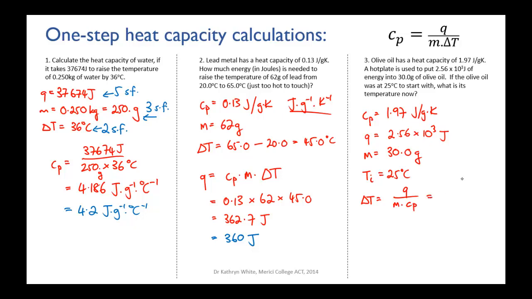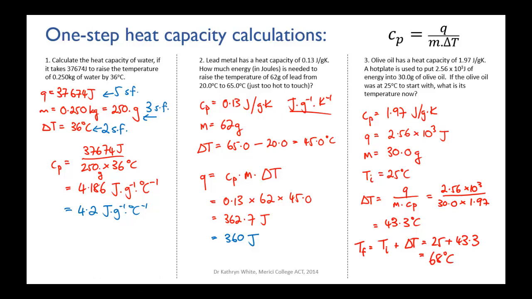When we plug that in, Q is 2.56 times 10 to the 3. Our mass is exactly 30 grams, and our heat capacity is 1.97. When you evaluate that, you will get 43.3 degrees Celsius, to three significant figures. So we now know our change in temperature. Our initial temperature was 25. So our final temperature is going to be the initial temperature plus the change in temperature. 25 plus 43.3, which will be 68 degrees Celsius.